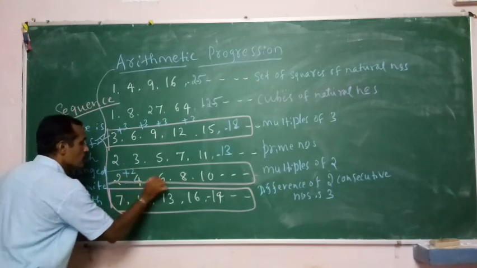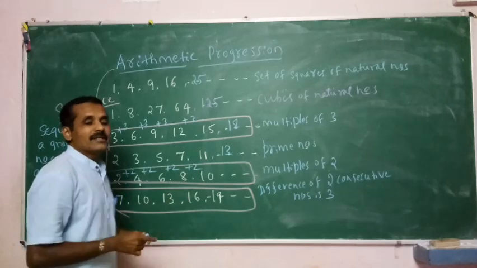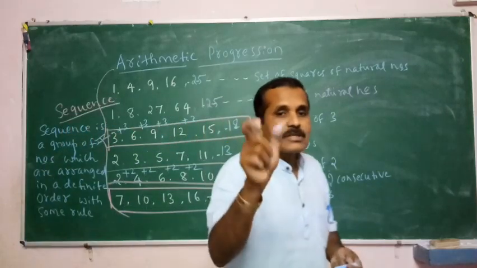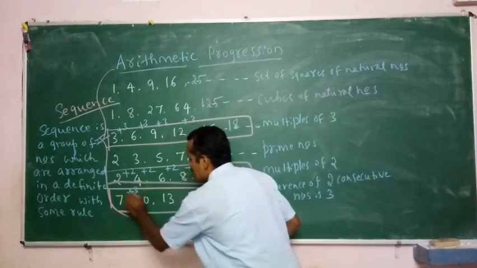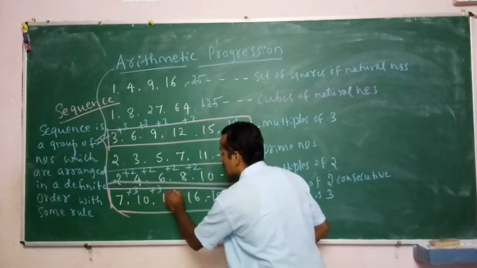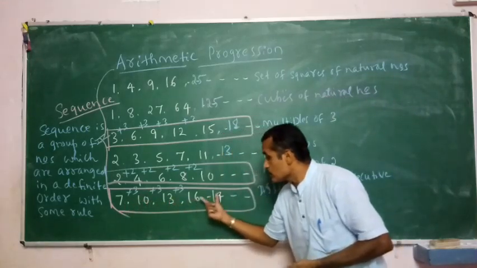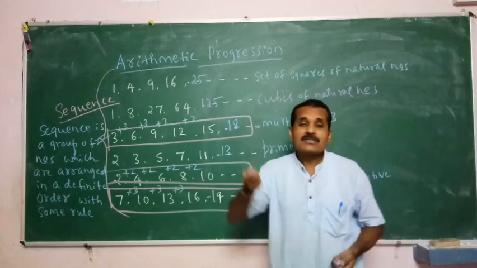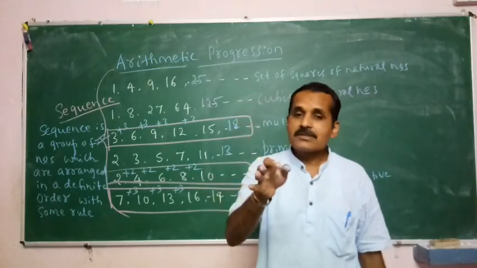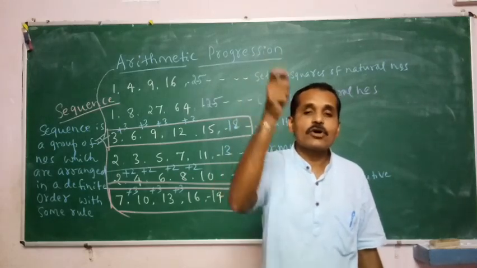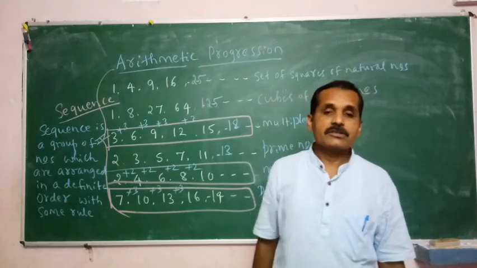2 plus 2, 4 plus 2, 6 plus 2, 8 plus 2. The difference of the two consecutive numbers is constant. See here, 7 plus 3, 10, 10 plus 3, 13, 13 plus 3, 16. Everywhere, throughout the sequence, the difference is the same. My dear children, the sequences where the difference is constant are called arithmetic progressions.